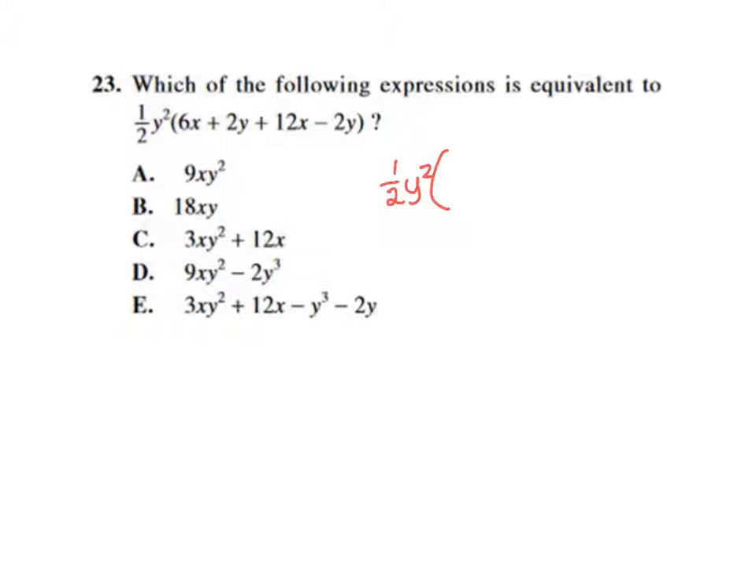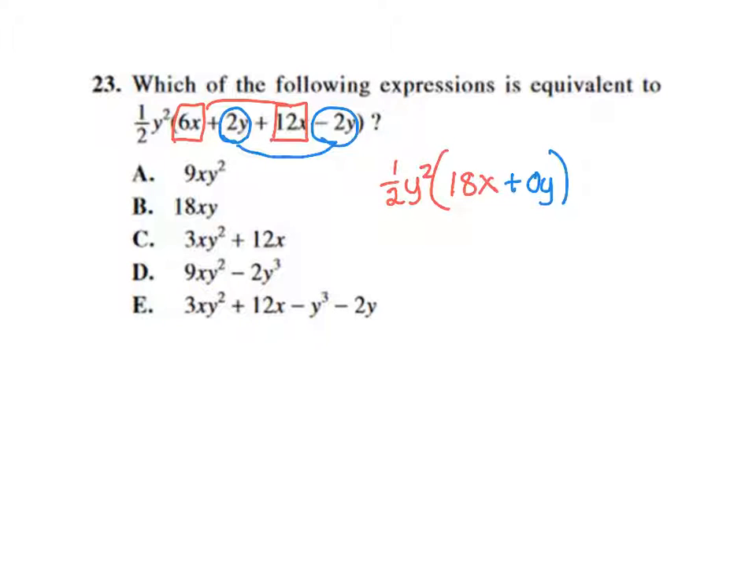I'm going to look up here and see if I have any like terms to begin with. I have 6x's here and 12x's here, and they want me to add those together. So 6 plus 12 would be 18 of those x's. And then I'm going to look at the y's, and I have positive 2 y's and negative 2 y's. And if you add those together, you get 0 y's.